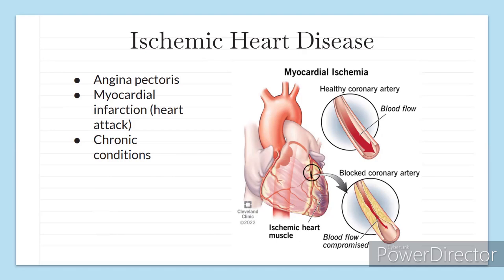There are three common types of ischemic heart disease: angina pectoris, myocardial infarction or heart attack, and chronic conditions. Angina pectoris is chest pain or discomfort that occurs when the heart muscle doesn't receive enough blood and oxygen. Myocardial infarction or heart attack is when blood flow to a portion of the myocardium is blocked and it doesn't receive enough blood, resulting in irreversible muscle damage. Chronic ischemic heart disease is when there is long-term myocardial ischemia, which leads to progressive heart dysfunction.